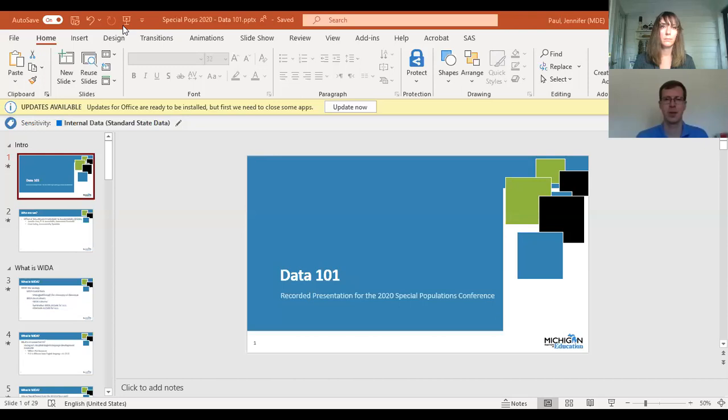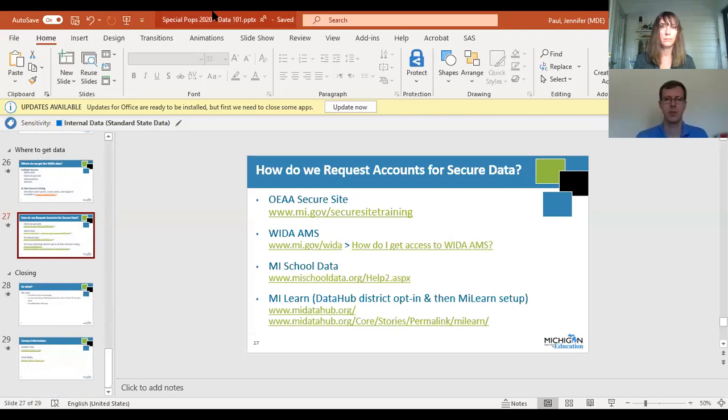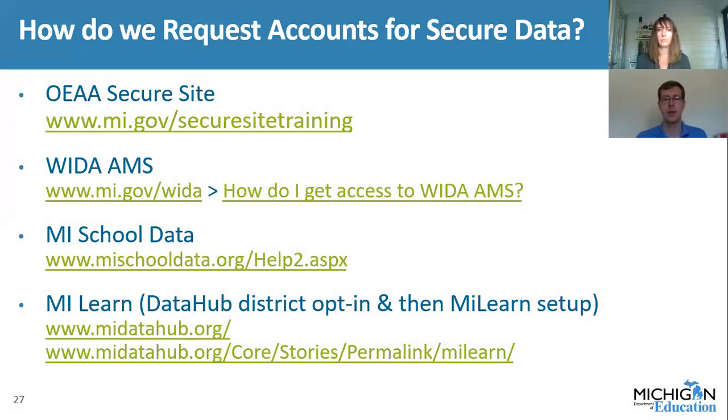And we'll jump back in. As we get back in, just as a connection back to the slide deck, these are the links to where do I go to begin requesting access for those secure sites. Whether it's OEA Secure Site, WIDA AMS, My School Data, or MyLearn, how do I request access for that? And so you can go to the catalog as well as here in the slide deck, which gives the initial links.